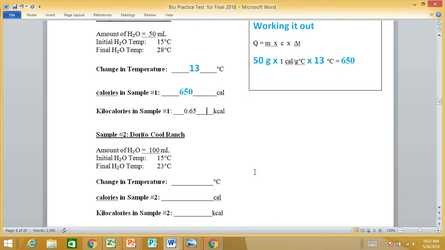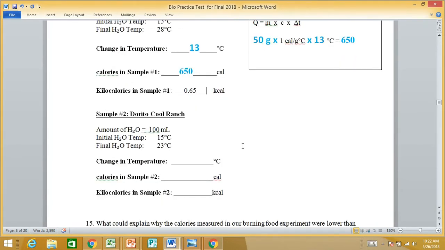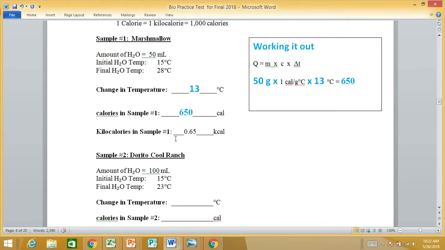Okay. I'm going to let you work out the next one. You should be able to apply what we just did there to here. Again, you're looking at your number here for your mass, and see if you can do it as well.